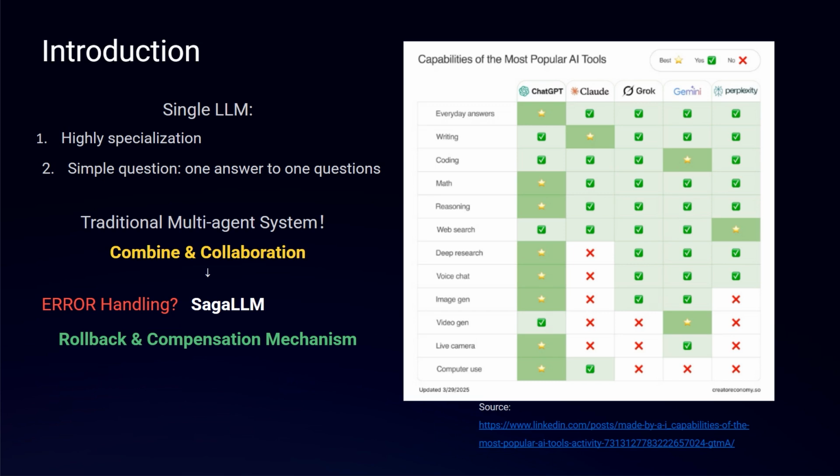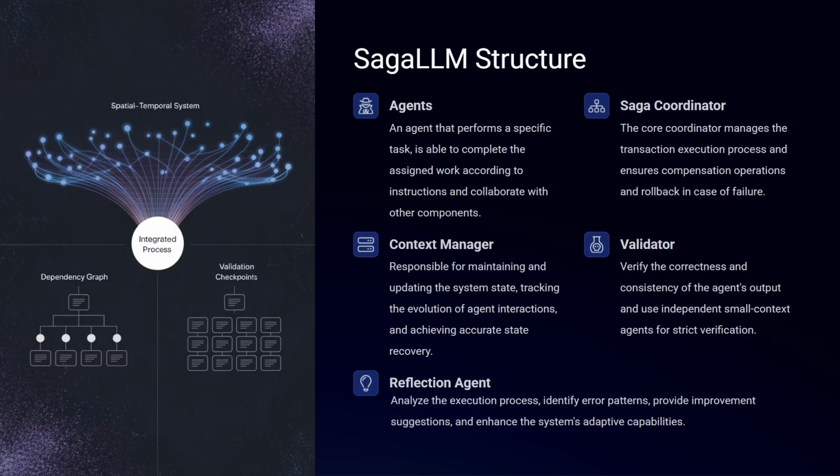We use the Saga large language model because it creatively proposed a rollback and compensation mechanism. The Saga large language model structure contains 5 parts.